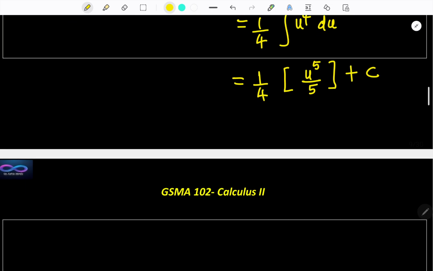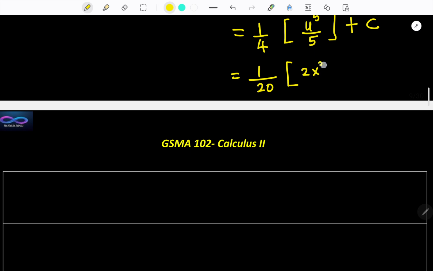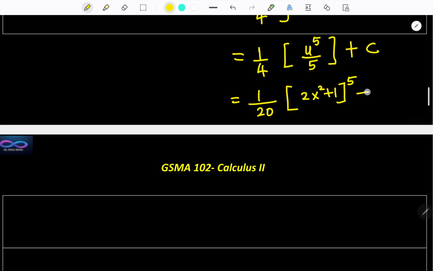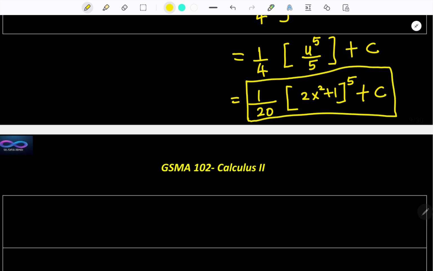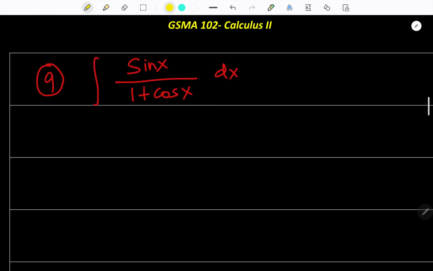Shall I stop the answer like this, teacher? No, because we substituted another variable u, right? But you have to convert it back to what? x. So this equals 1 divided by 5 into 4 is what? 20. What is the value of u? Which is 2x square plus 1. So 2x square plus 1 to the power of 5, right? Plus integrating constant c. So this is going to become your answer. Clear? Right. Let's go to the next question.